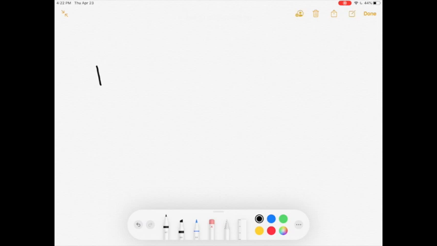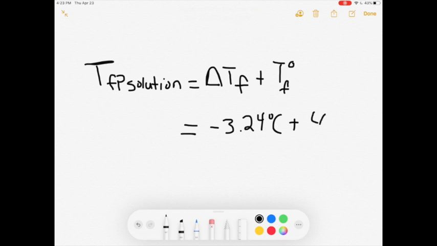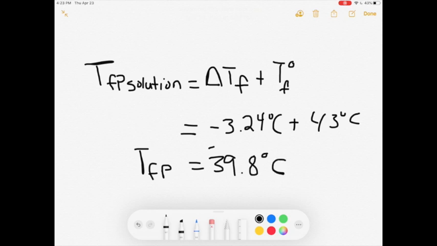So now I want to solve for the freezing point of the solution. I have to take my delta TF and my freezing point of the pure solvent. So we take what we solved for, negative 3.24 degrees Celsius, and we add that to the freezing point of pure phenol. Again, that would be a number that we'd look up, and that is 43 degrees Celsius. And so the freezing point of the solution is now going to be 39.8 degrees.